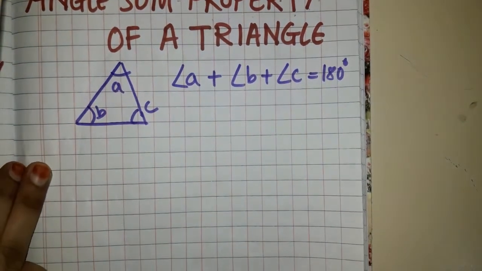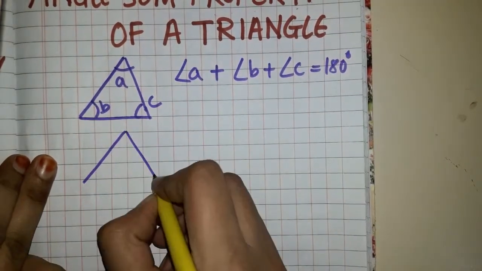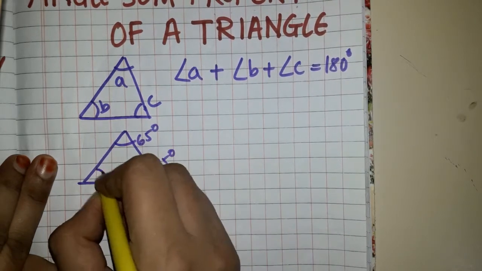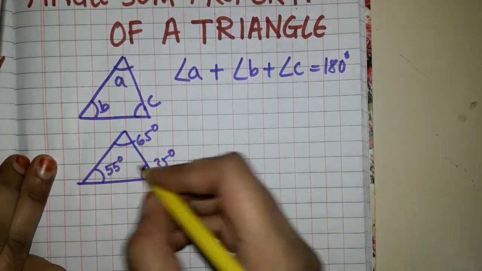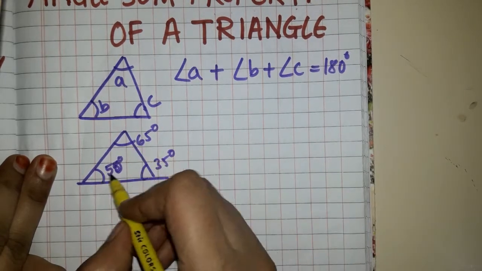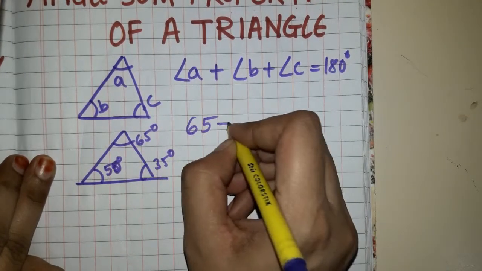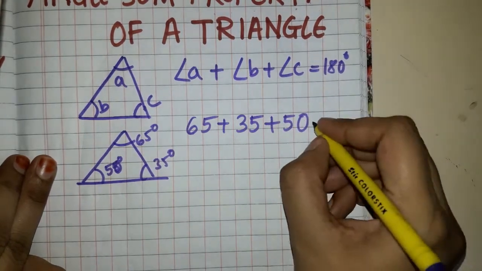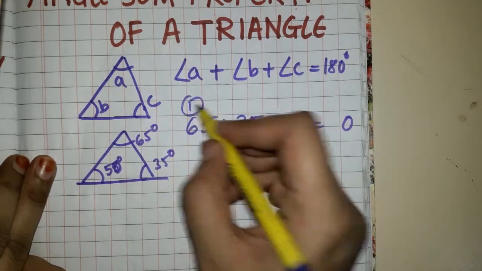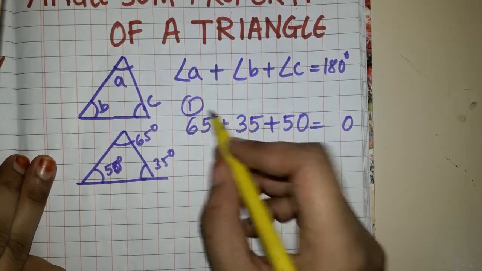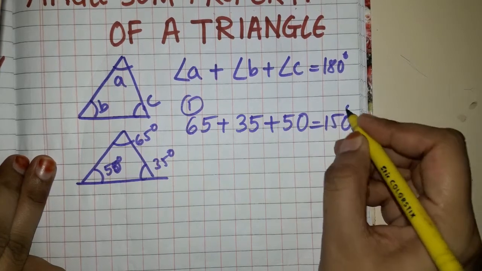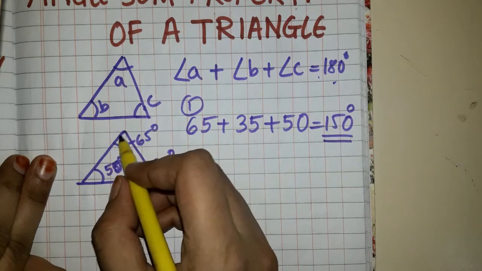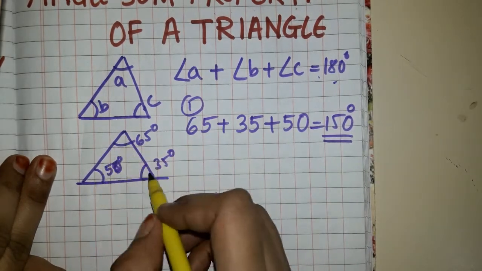Let's take one example. I have a triangle. This angle is 65, this is 35 and this is 50 degrees. Let's add these three angles, 65 plus 35 plus 50. 6 plus 3 is 9, plus 1 is 10, plus 5 is 15. It's coming less than 180. That means you cannot construct a triangle with these angles.